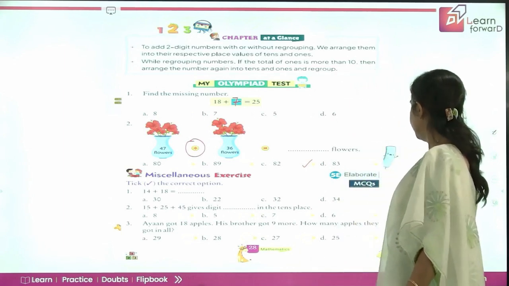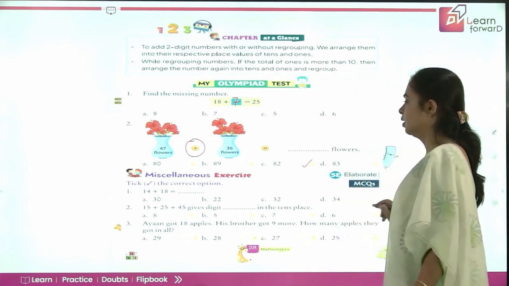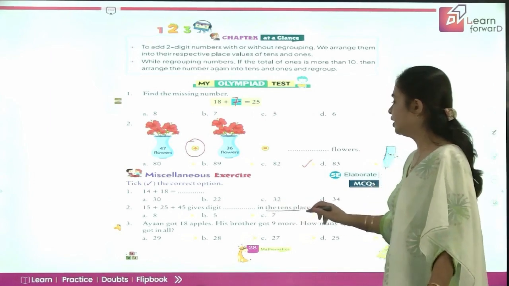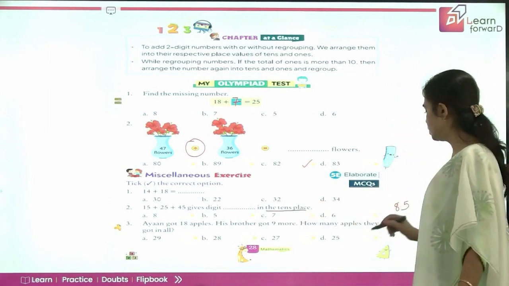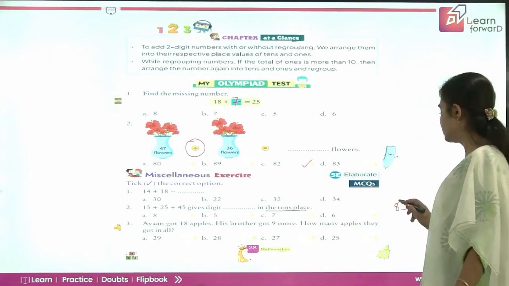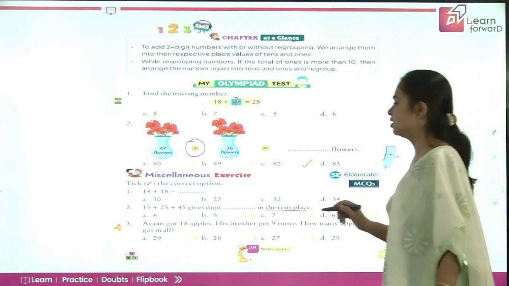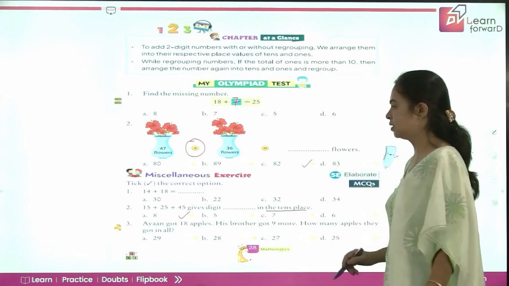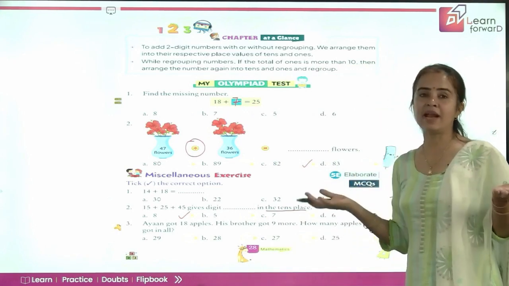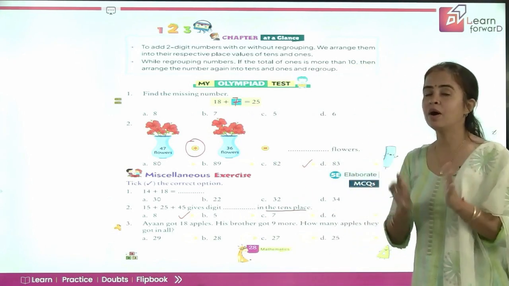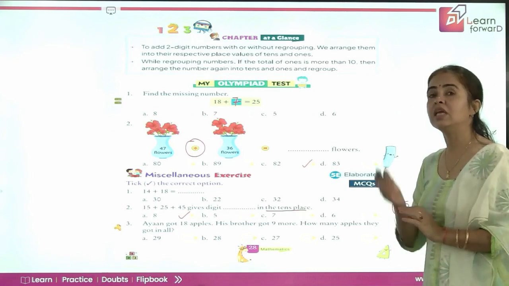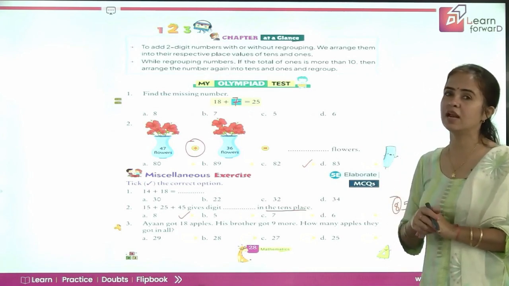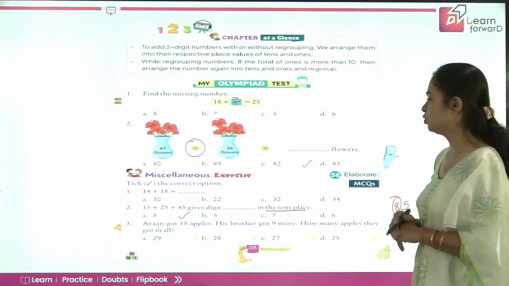85. Good. Read the question what they are saying, children. What will be the digit in the tens place? So out of this, what is the digit at the tens place? Yes, 8. That is perfect. So 8 is your correct answer. So it's not just about adding and getting the sum. It's about using your logical thinking. Read the question carefully, what they are asking, and then only you have to answer.